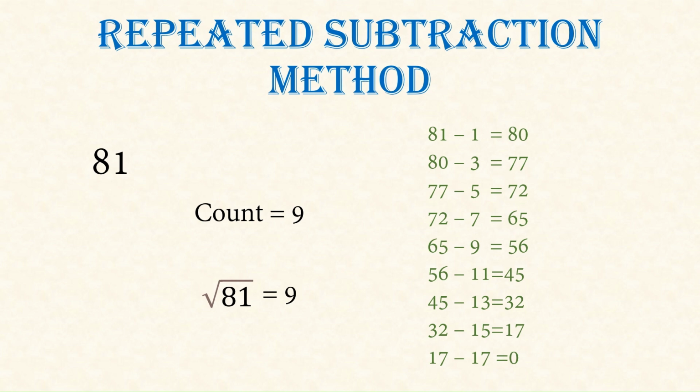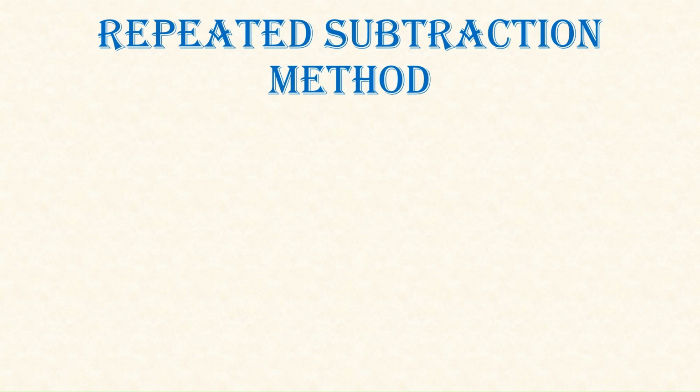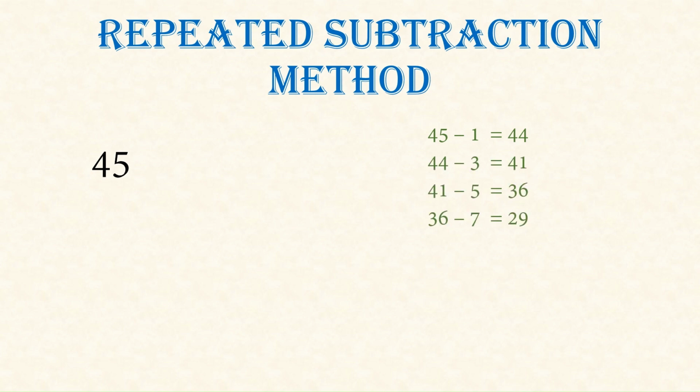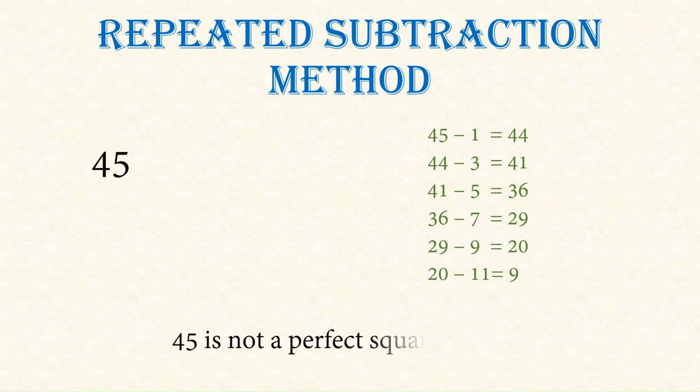Let us take another example. Now let it be 45. We will again start subtracting from 1. So first step is to do 45 minus 1, that is 44. Like that we will continue. Here if we see, the last step is 20 minus 11 equal to 9. And the next odd number we are supposed to consider after 11 is 13. The number we have got here is less than the next odd number, so we have to stop here. As we didn't reach 0 by doing subtraction of odd numbers, the given number is not a perfect square.